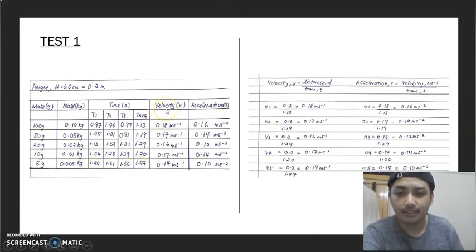And for velocity and acceleration, we got them based on the formula. Velocity equals distance over time. The distance is the height, 0.2 meter, over the time. The average time is the one.